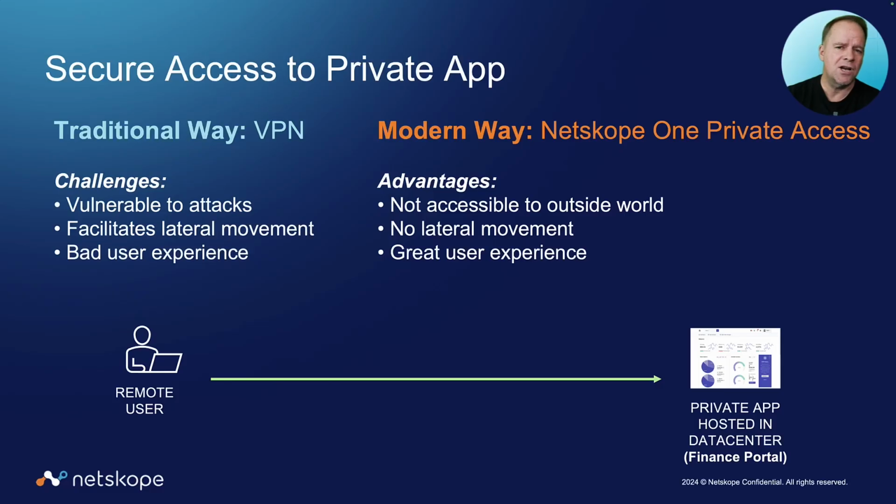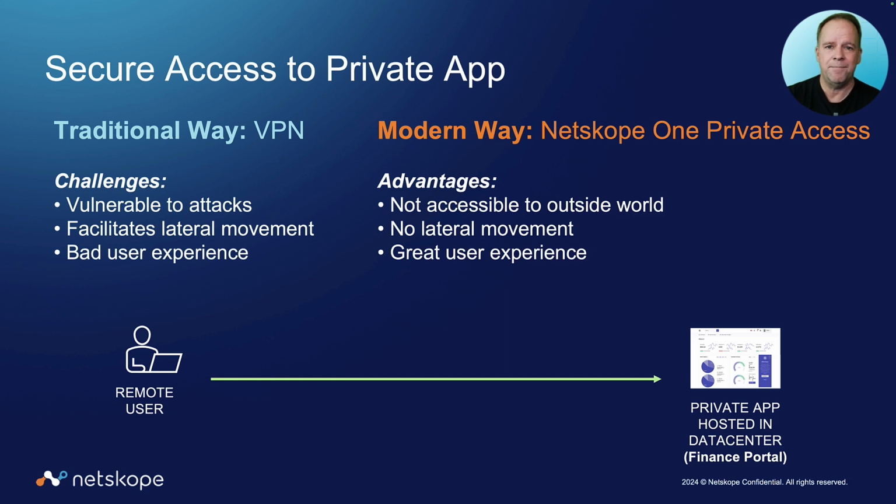Netskope One Private Access is all about providing fast and secure access to your internal applications that are hosted in your data center or in the public cloud. Unlike a traditional remote access VPN that's open to attacks from the outside world, this uses the fundamental principles of zero trust network access, where you don't have to deal with concentrators that are vulnerable to attacks.